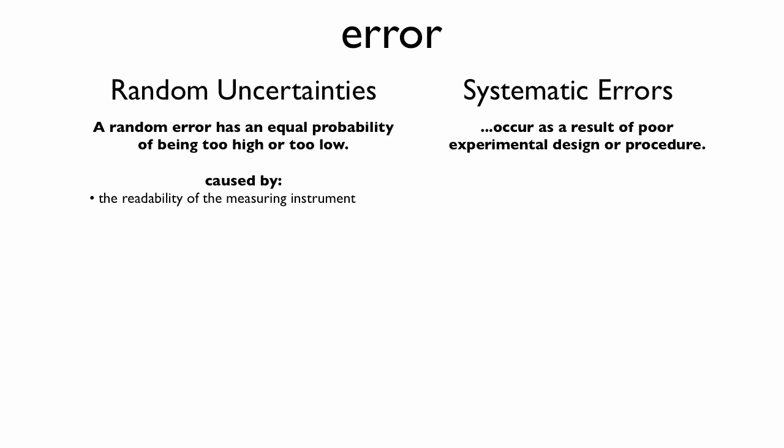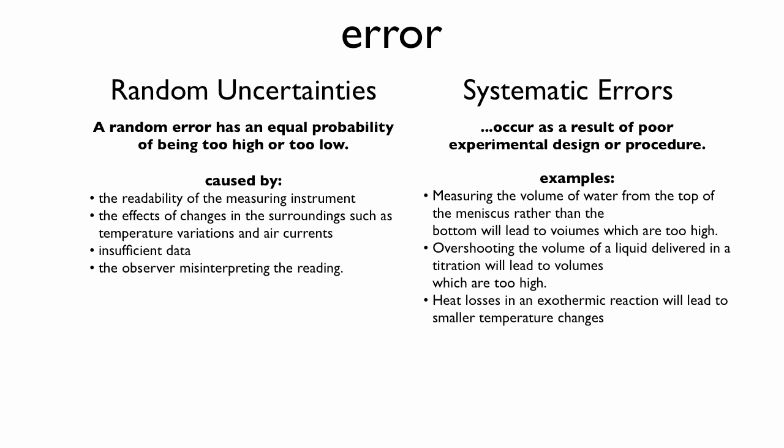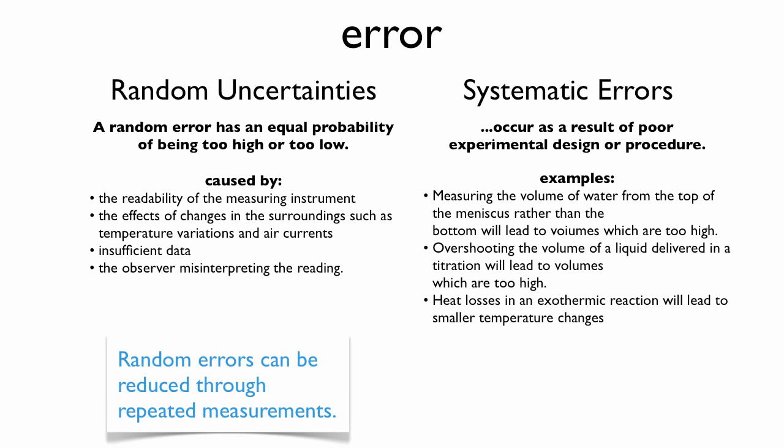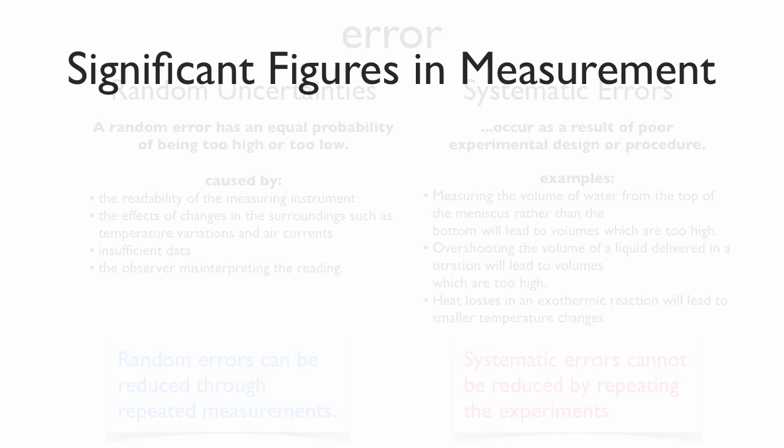There are many causes of random uncertainty, and they're all listed in your book, just like there are many examples of systematic errors. The most important takeaway about random uncertainties and systematic errors is that random uncertainties can be reduced by repeating the measurements, because the repetitions average out to be the more precise and accurate measurement. Whereas systematic errors are not reduced by repeating the experiments, you actually have to fix the error in your process or procedure.